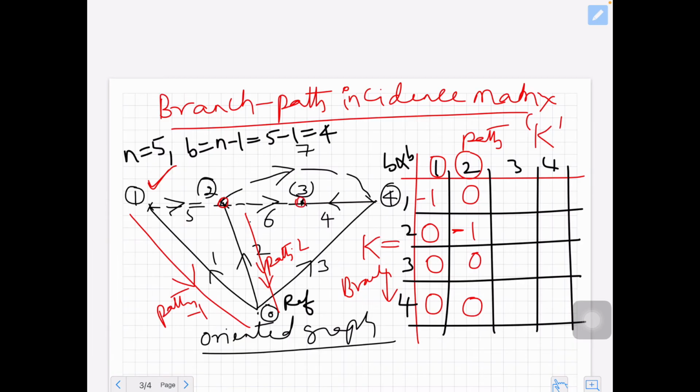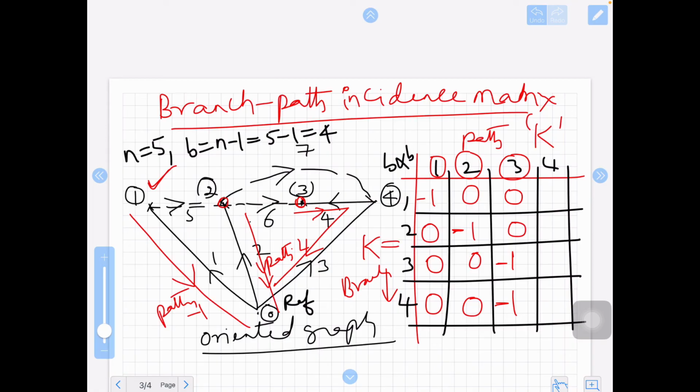Next, the third path from the third bus. This is the third bus. The path should cover the branches only, not the links. So it is covering 3 and 4. The first and the second branches are not included in that path formation, and the current direction in branch 3 is opposite to that of the path direction, and the fourth is also opposite.